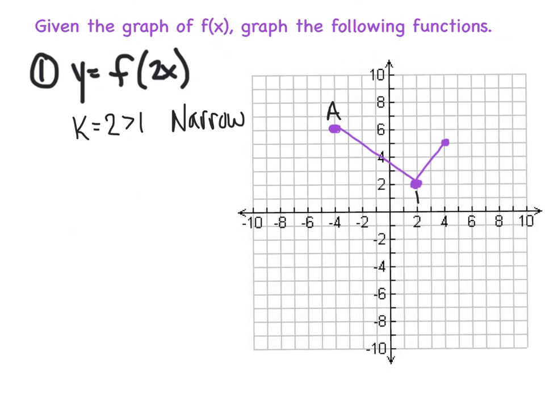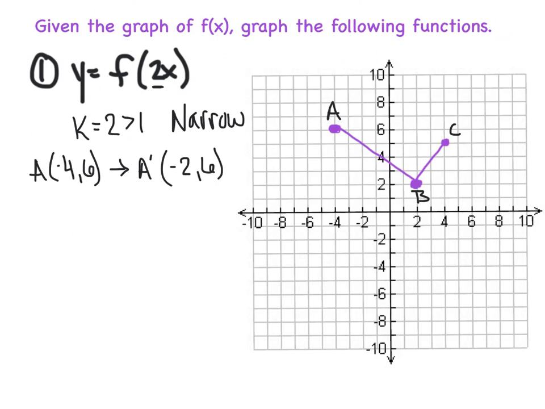I'm going to call them A, B, and C. And what you notice, point A has an ordered pair of -4, 6. Now what happens if I divide the x-coordinate by 2, that creates a new point. I'm going to call it A prime. And the new point is -2, 6.